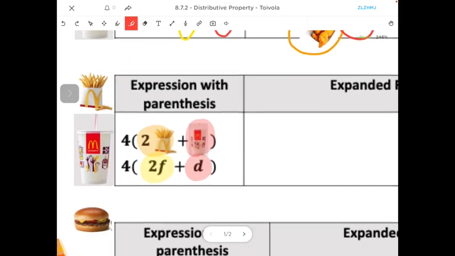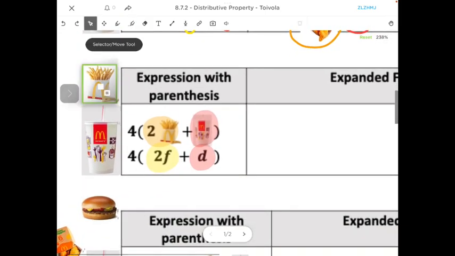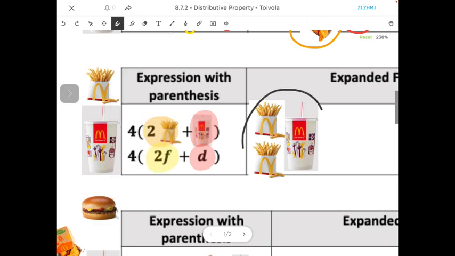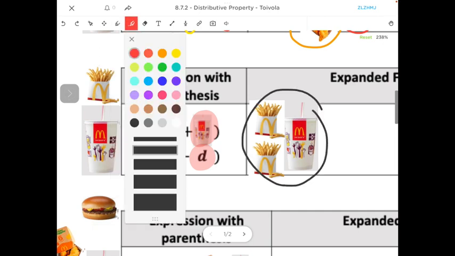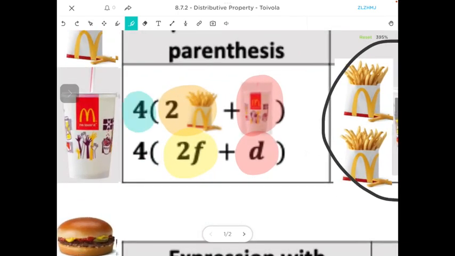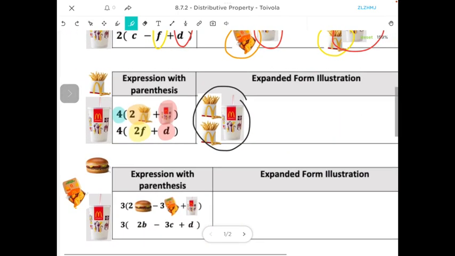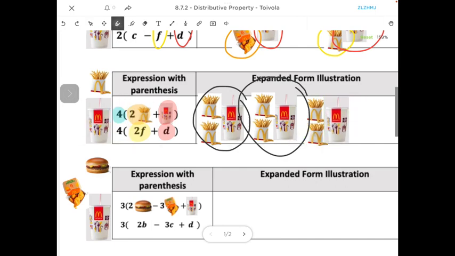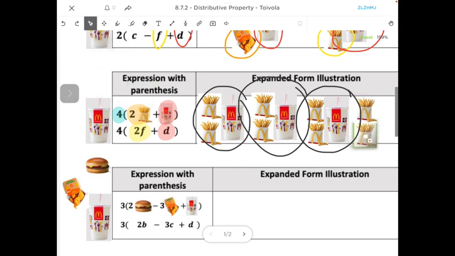So let's grab the first person's order. Here we go. 1, 2 fries, and a drink. That is 1 person's order. I'm going to put a circle around it. 1 person ordered that. But the number out in front of the parentheses is 4. So we need 4 orders that look exactly like this. So here comes the next one. 1, 2 fries, and a drink. All right, we'll put a circle around that. Then there's 2 more fries and a drink. There's the 3rd time. And then 1 more, 2 fries and a drink.